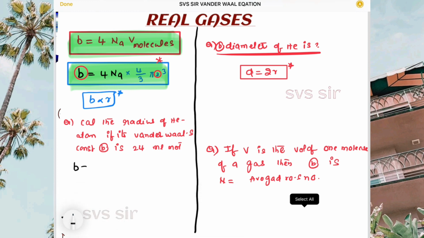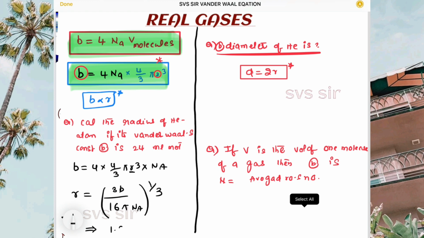We know the formula, b equal to 4 into 4 by 3 pi r cube into Avogadro number. It is asking us to calculate radius. So radius equal to 3b by 4 into 4 pi into Avogadro number, whole to the power of 1 by 3, since cube is there. When you substitute everything in this formula, we'll get the answer.